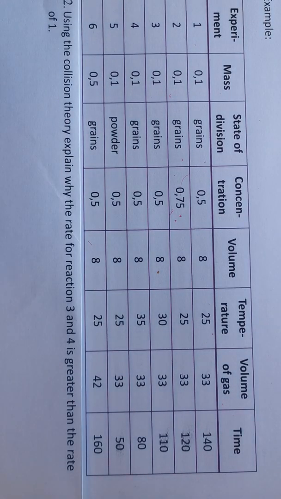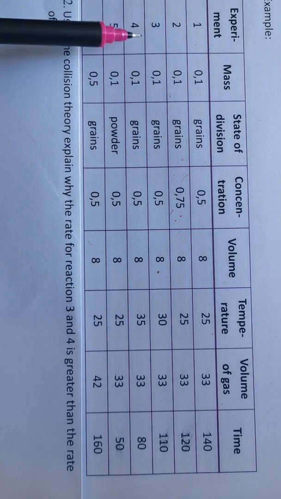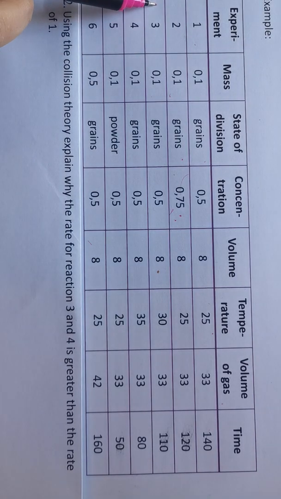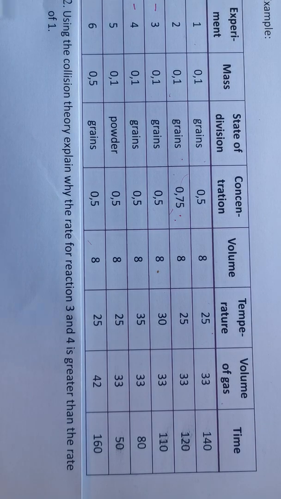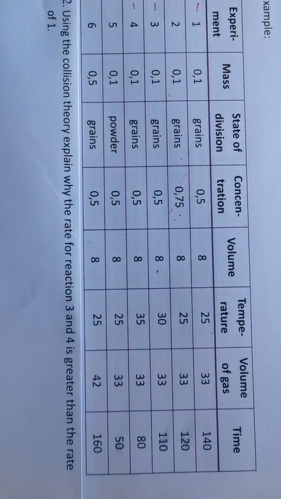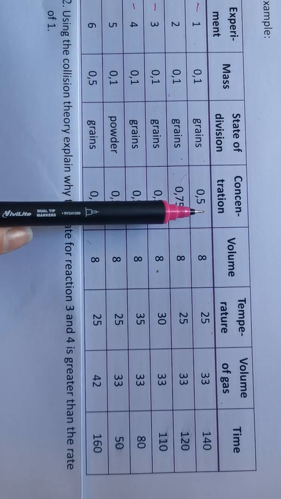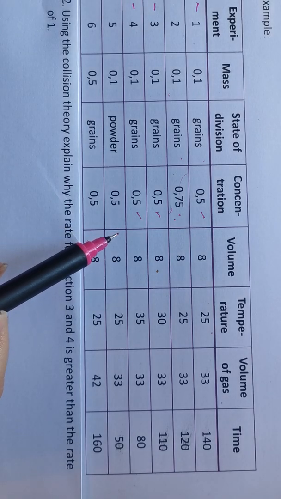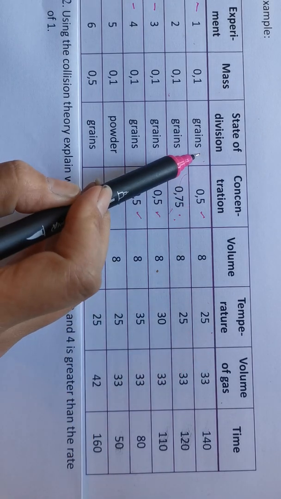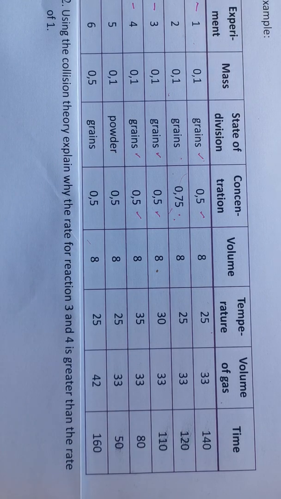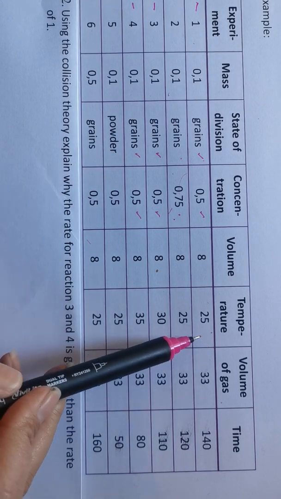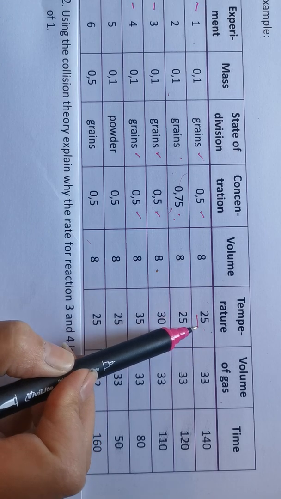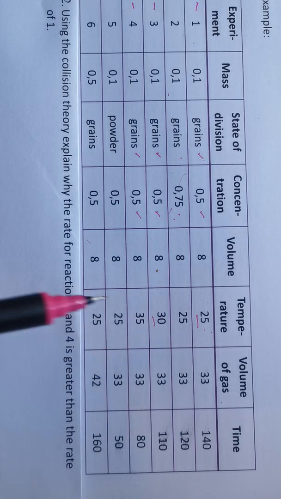The next question, question 2, talks about using the collision theory to explain why the rate of reaction in 3 and 4 is greater than the rate of number 1. So I'm going to compare 3 and 4 with number 1. Those are the 3 that I'm looking at. I've identified that all of the concentrations are the same for those 3. You see it's all 0.5. And I'm using grains for all 3 of them. So that's another variable that's constant. And the only thing that I'm shifting is the temperature. So I have 25 versus 30.